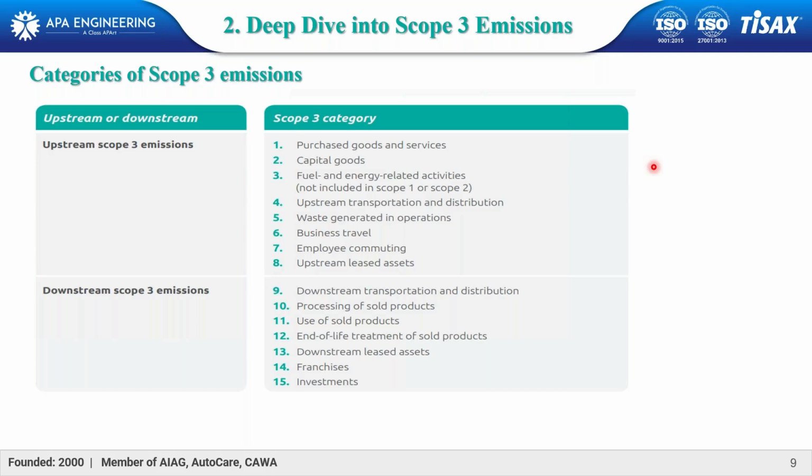Scope 3 emissions are the most challenging to quantify due to their indirect nature, but they often represent the largest share of a company's carbon footprint. Understanding the differences between these scopes is crucial for accurately assessing and managing your company's carbon footprint. With this foundation, we'll go further into scope 3 emissions.